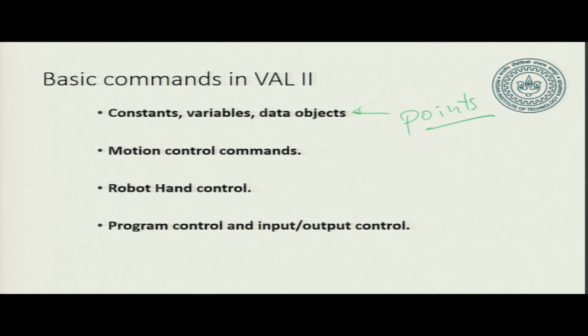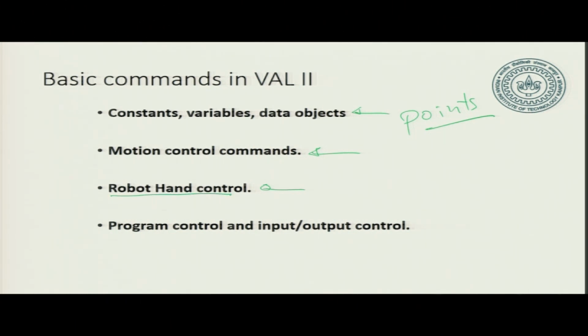Unlike an NC machine or a CNC machine, a robot essentially moves from point to point. So, the second row of commands required are what we call the motion control commands, and then we have robot hand control, which is basically open and close. To catch an object and to drop an object somewhere, the robot has to open its hand gripper and close the gripper. That is what we mean by robot hand control.